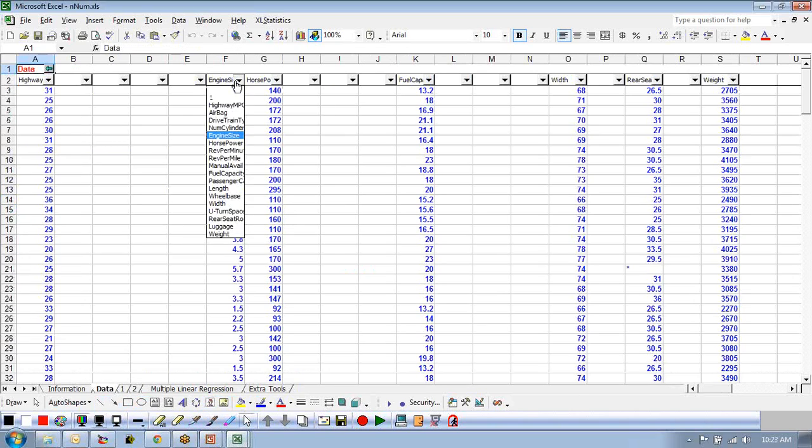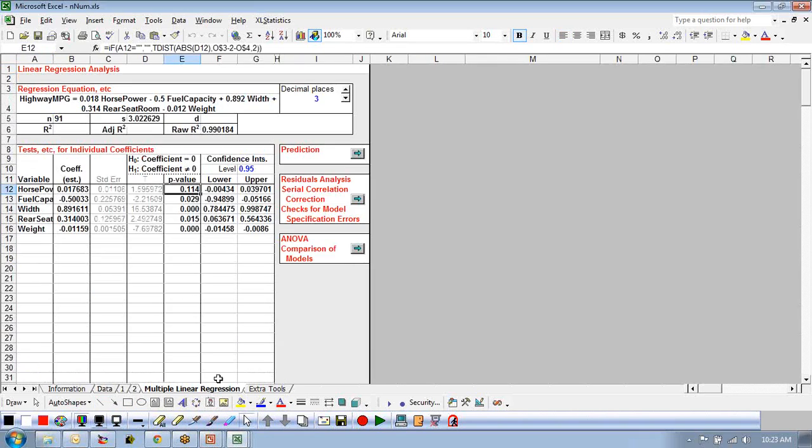I have to go back to data, take out engine size, etc. And I'm simplifying this as I go ahead and do that. All right, so that's one way of doing it.